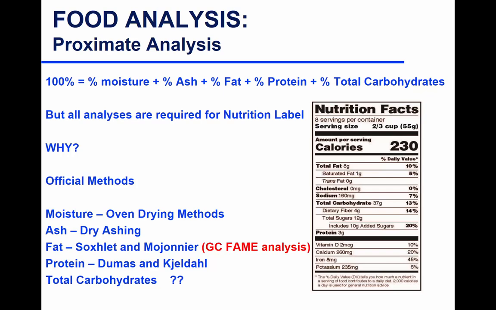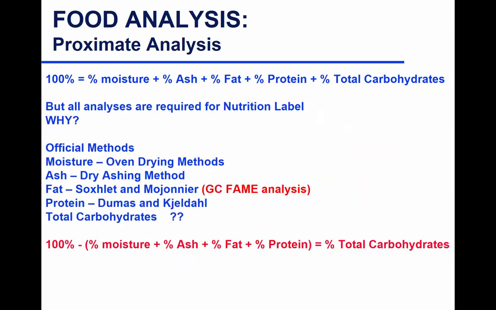And you already did the FAME analysis in lab. We didn't necessarily do it in the quantitative manner. The only difference is when you do quantitative, you need to get different standards and do a standard curve, not just analyze the peak areas like you did in the lab. So protein next, we're going to learn about the Dumas and the Kjeldahl, which are both methods based on nitrogen determination. Either one is sufficient for the nutrition label. And total carbohydrate, we already talked about that, by difference. So that's basically 100% minus all of the percentages on wet basis to determine total carbohydrate on wet basis.